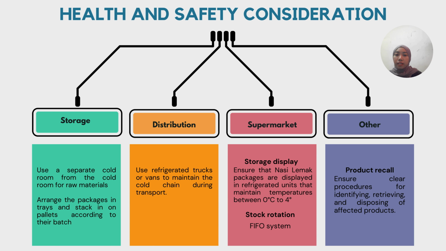The health and safety consideration involve storage, distribution, supermarket, and other relevant considerations. So in the storage, we must use a separate cold room from the cold room for raw materials to avoid cross contamination between the raw materials and the final products. And we must arrange the packages in trays and stack them on the pallets according to their batch. So during the distribution, we must use refrigerated trucks or vans to maintain the cold chain during the transport.